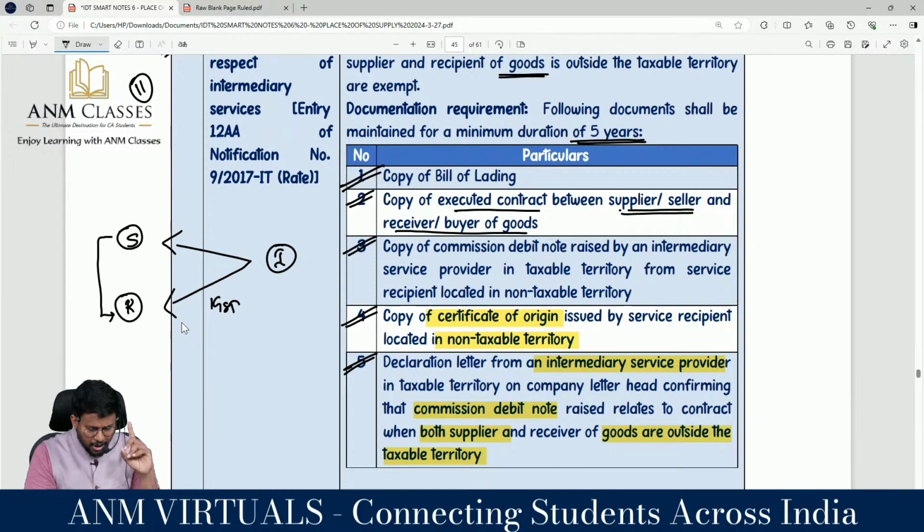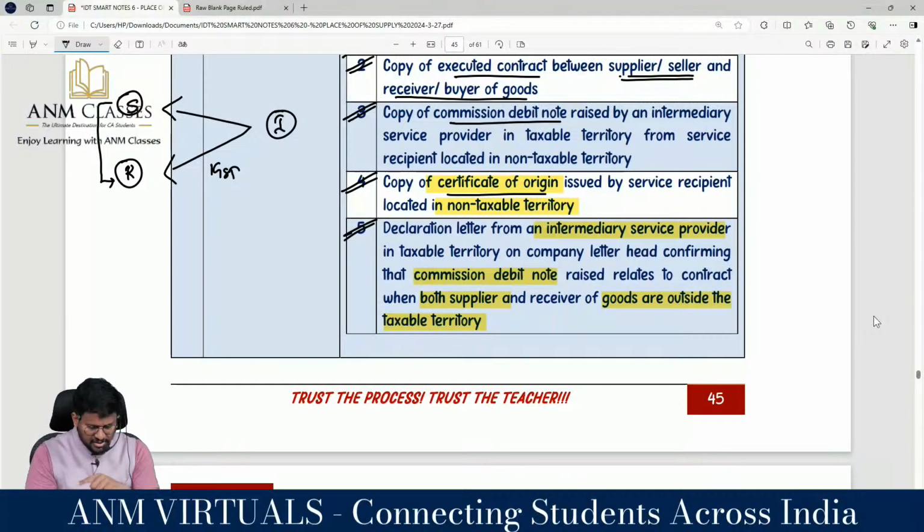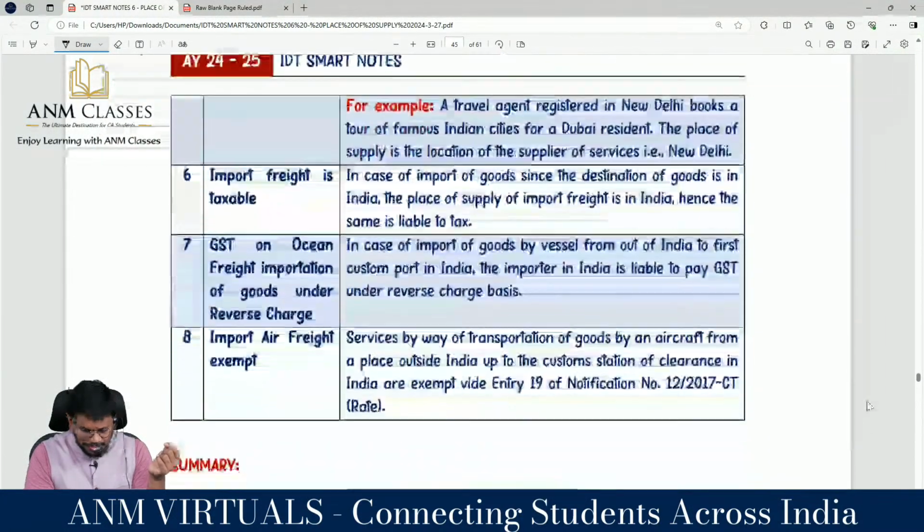Number 1, bill of lading. Number 2, executed contract between supplier and the buyer. Number 3, commission debit note raised by the intermediary service provider. Number 4, copy of certificate of origin issued by the service recipient. Number 5, declaration letter from the intermediary service provider in the taxable territory.